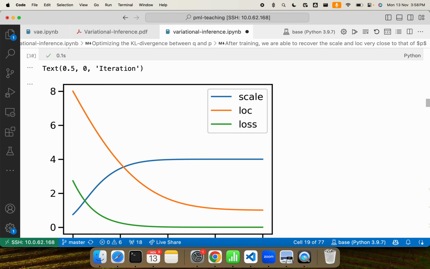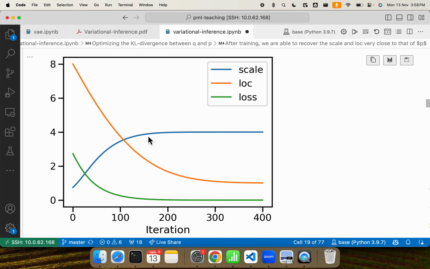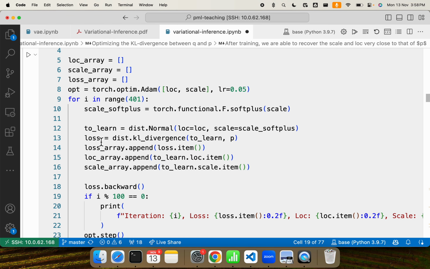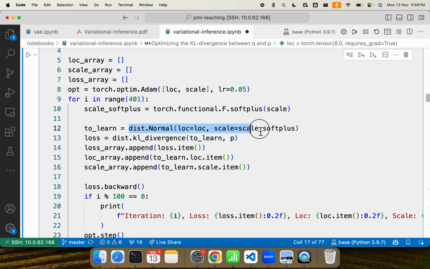Over the iterations, you'll see that the scale stabilizes to 4 and the location stabilizes to 1, which was the true set of parameters that we had. Yes, if we use log of scale here, then that will also satisfy. We could have also used log of scale, and while defining the normal distribution, we could have done exponentiation of that. Softplus, exponentiation, there are various such transforms available.